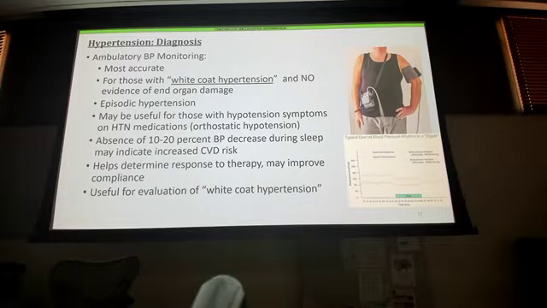The most accurate way to diagnose somebody with hypertension is to do this thing called an ambulatory blood pressure monitor. You can see the picture here of what they look like, and it seems harmless enough, but the vast majority of primary care clinics will not have the capability of doing this. And the reason for this is, one, these machines are about $3,000 a piece.